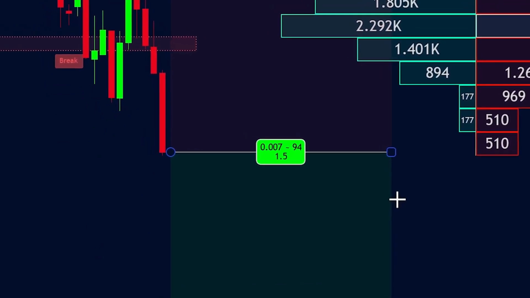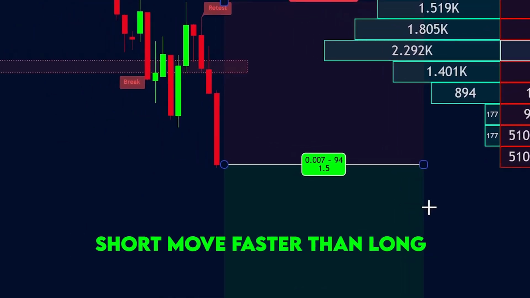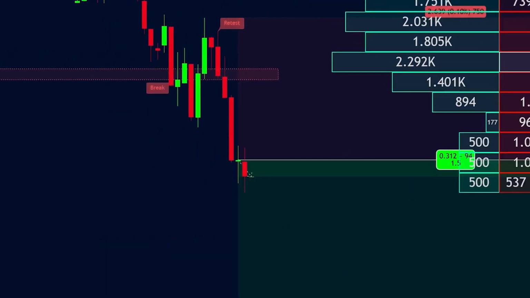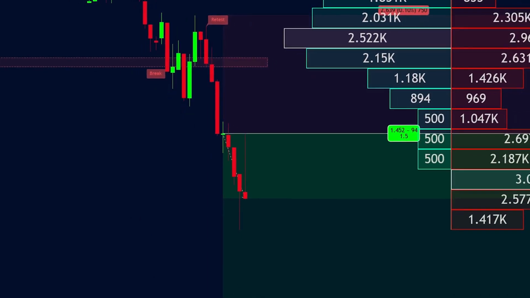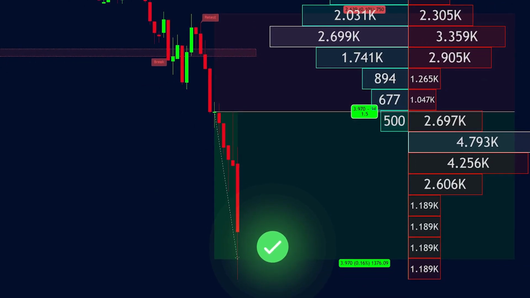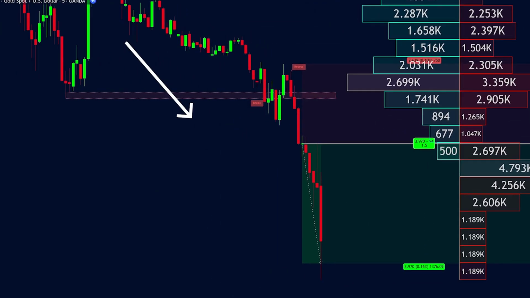Quick note here, as short entries often have some unique considerations. They tend to move faster than long entries due to the nature of downward momentum. So I recommend taking partial profits at 1-to-1 risk reward, then letting the remainder run to your full target. Also, be particularly careful with shorts against the major trend. This strategy works best when your short entries align with the higher time frame direction.